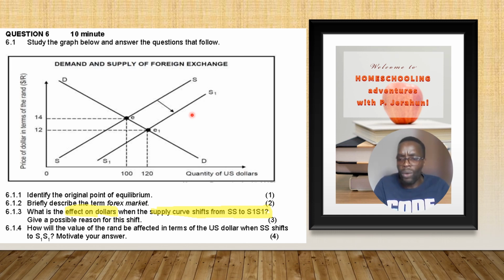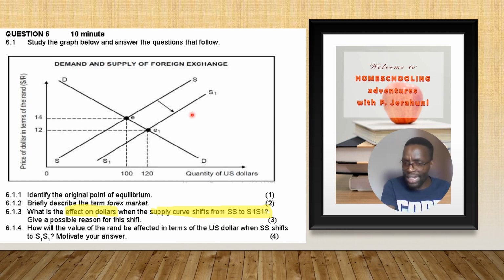In other words, when citizens who are in the United States import goods from South Africa, they are going to surrender their US dollars on the foreign exchange market and get our South African rand. So that is going to increase the supply of US dollars on the foreign exchange market, because as South Africa we have increased our exports to them. Okay, so it could be as a result of an increase in exports by South Africa to the United States.